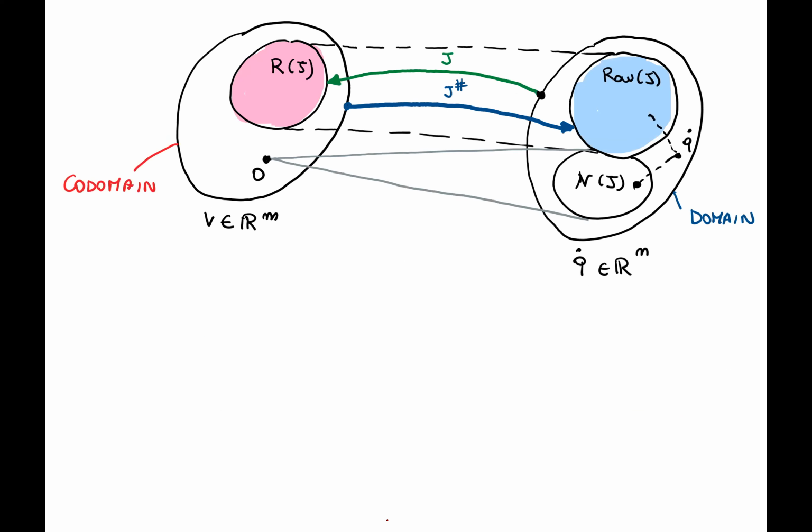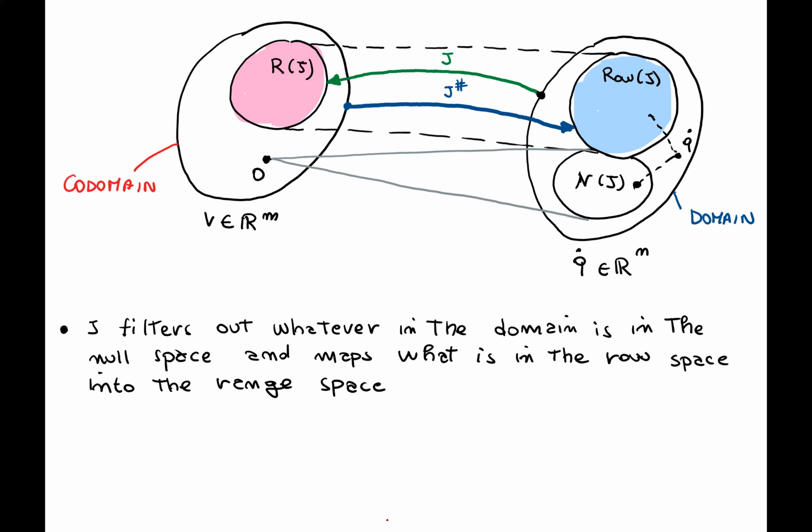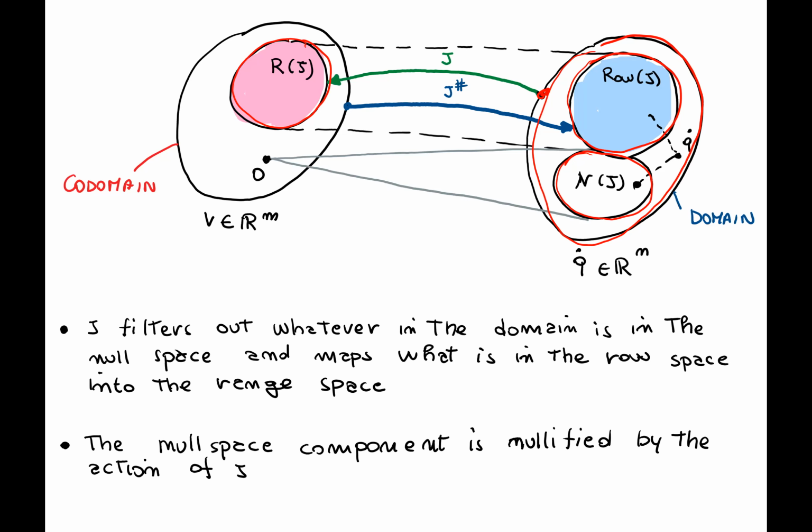So to finish, we do the drawing and we see that the effect of J is to filter out whatever is in the domain that belongs to the null space. So the part of the domain that is in the null space, it filters it and maps only whatever is in the row space into the range space. So the null space component is nullified by the action of J.